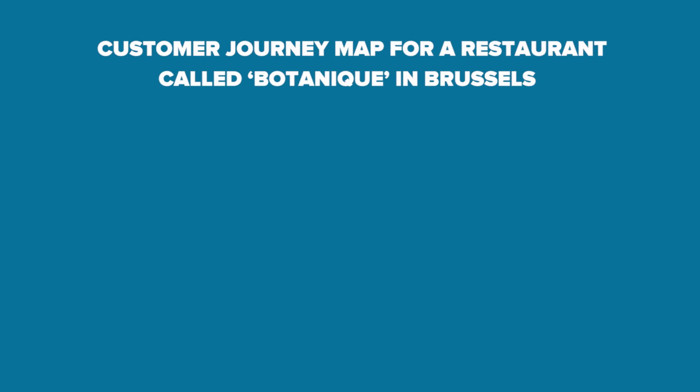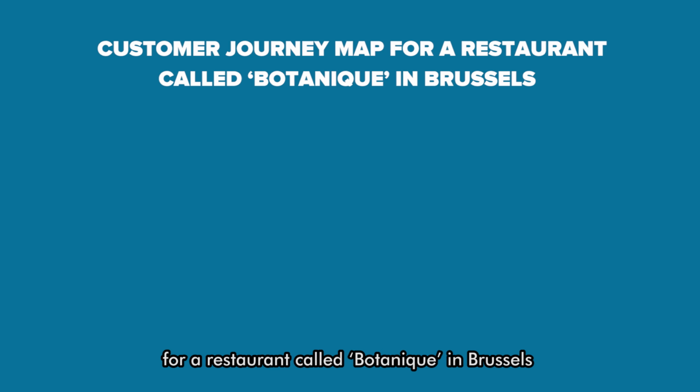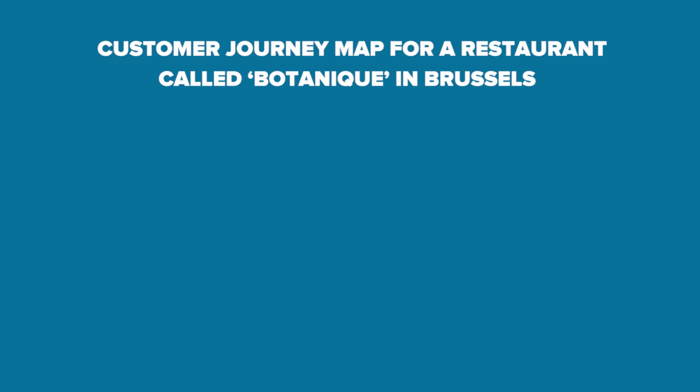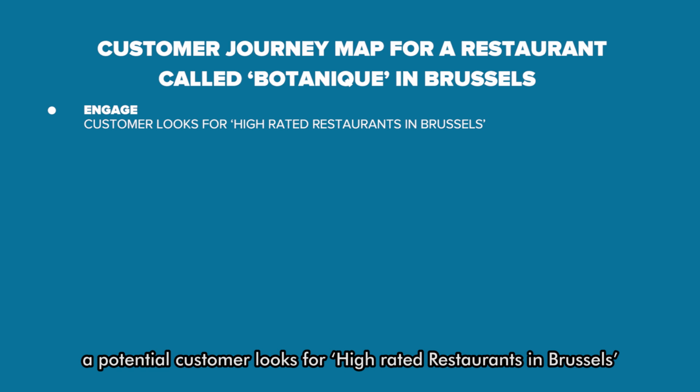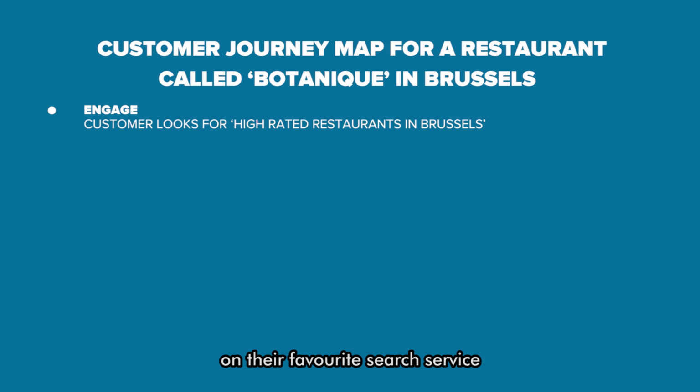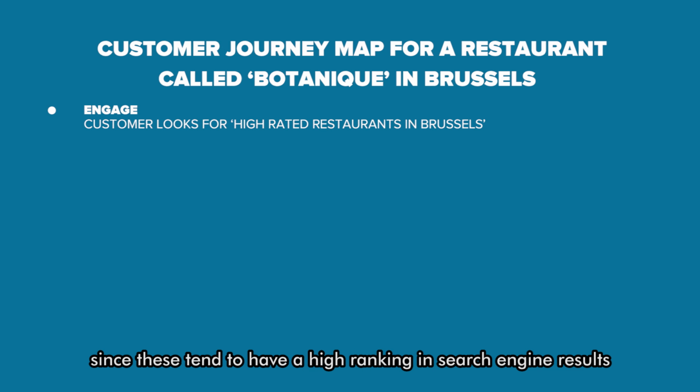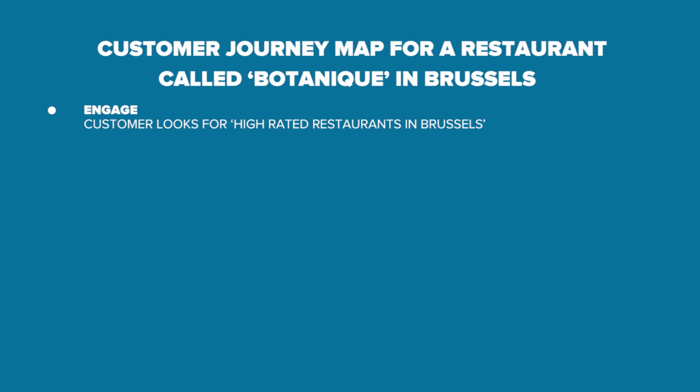For example, a simple customer journey map for a restaurant called Botanique in Brussels could look like this. Engage. A potential customer looks for high-rated restaurants in Brussels on their favourite search service. The fact that Botanique has invested in search engine optimization of its website also means that it keeps a close eye on its reviews on platforms such as TripAdvisor, since these tend to have a high ranking in search engine results.